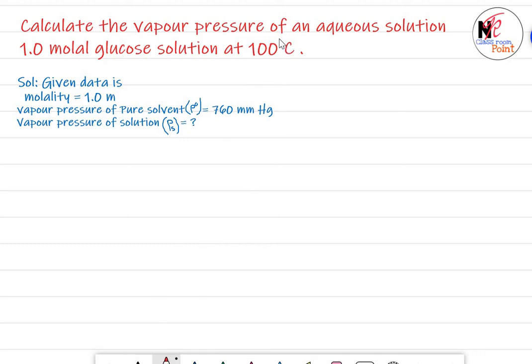So here, 100 degrees centigrade. They clearly mentioned that the solution is an aqueous solution. Aqueous solution means the solvent must be water. So whatever the solvent is, that is water, and everything is measured at 100 degrees centigrade, for a 1 molal glucose solution.